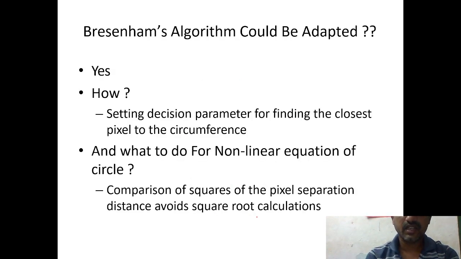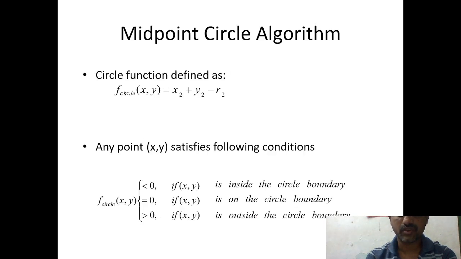Setting the decision parameter for finding the closest pixel to the circumference and comparison of squares of the pixel separation distance avoids the square root calculations. So the circle function is defined as f circle of x comma y equal to x square plus y square minus r square. Any point x comma y satisfies the following condition: f circle of x comma y less than 0 if x comma y is inside the circle boundary, equal to 0 if x comma y is on the circle boundary, greater than 0 if x comma y is outside the circle boundary.